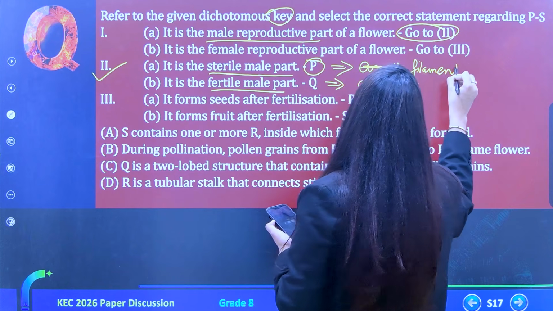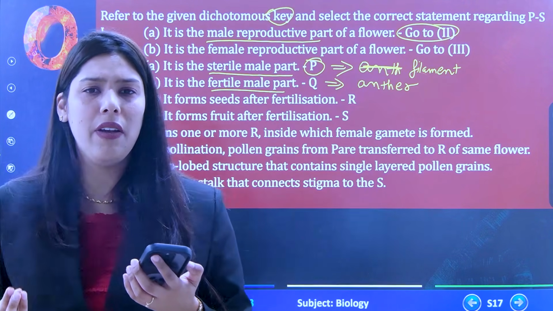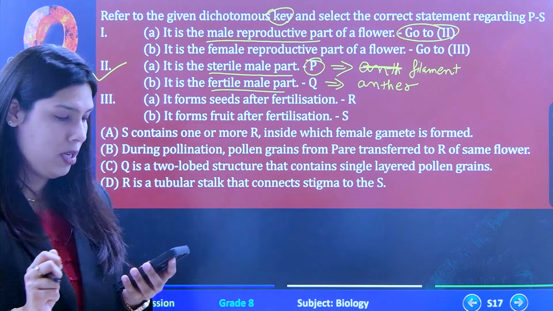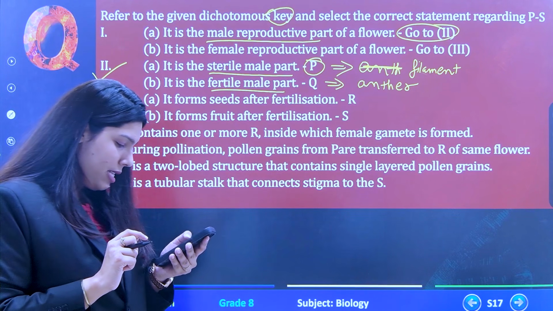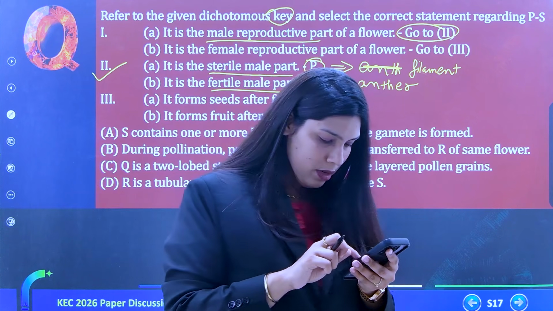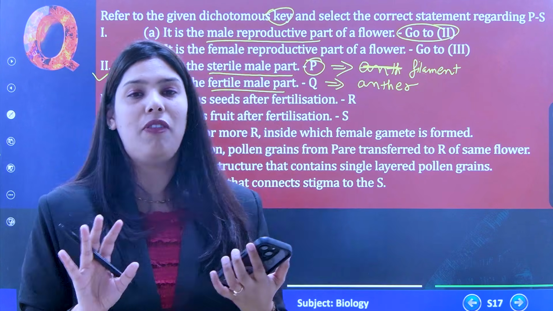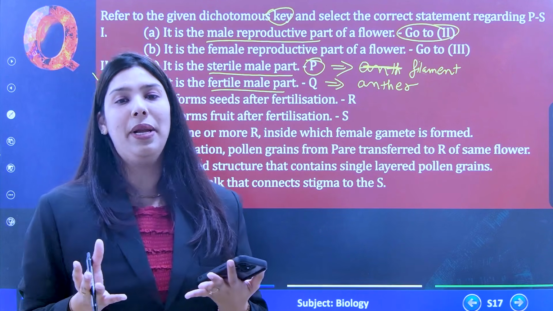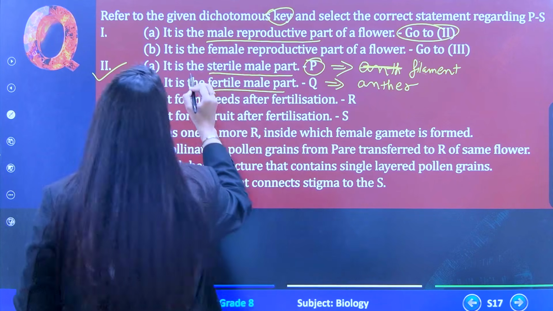Does filament have anything directly to do with the male gamete? No, right? It is just providing the attachment. Fine. What about others? I need responses from everyone. Anvesha, yes, fertile part. See, fertile part doesn't mean it should have pollen grains. Fertile means something where gametes, the sexual gametes, are present. That is fertile. Right. Now, next statement.